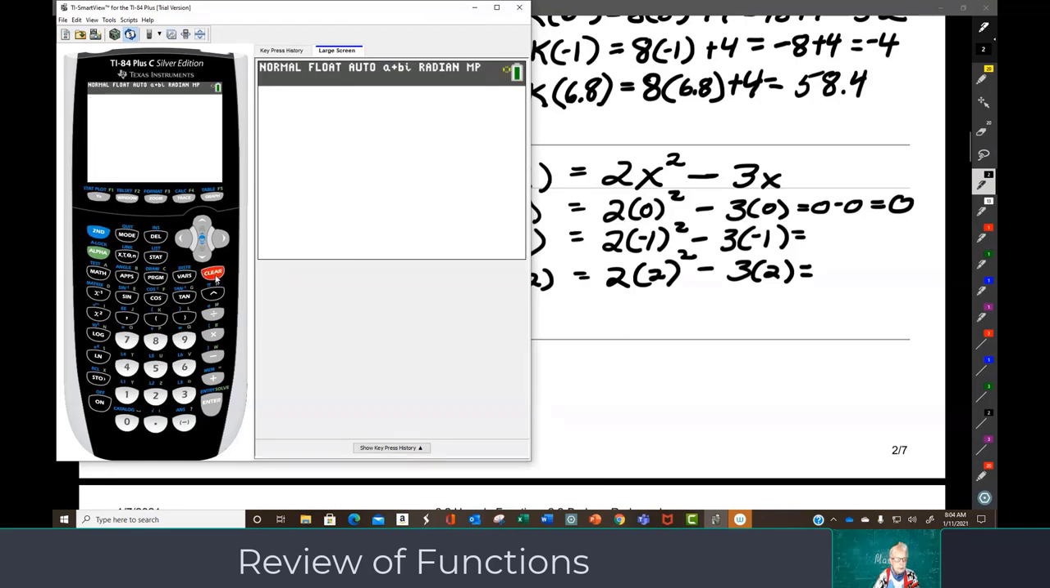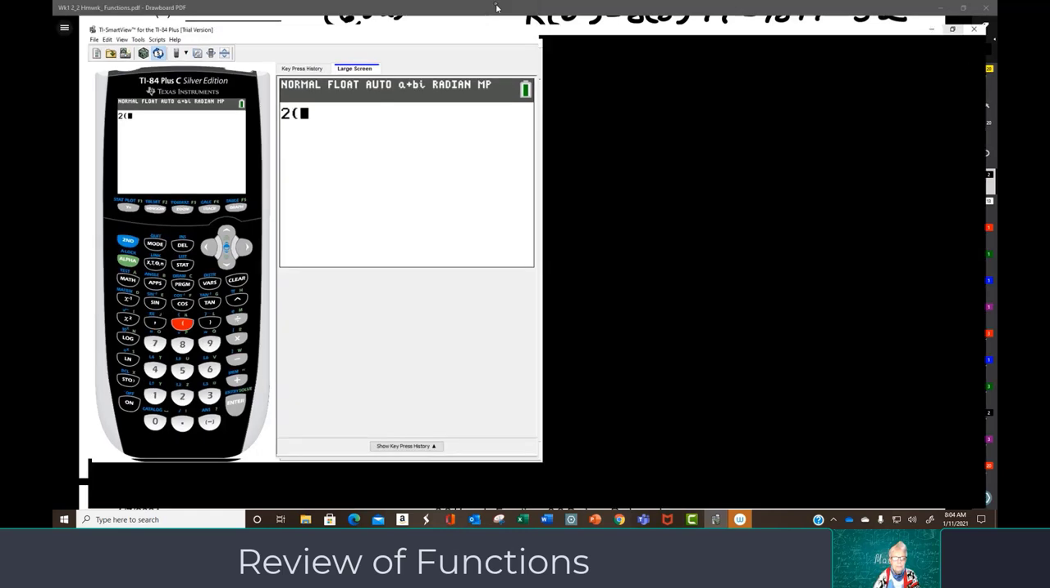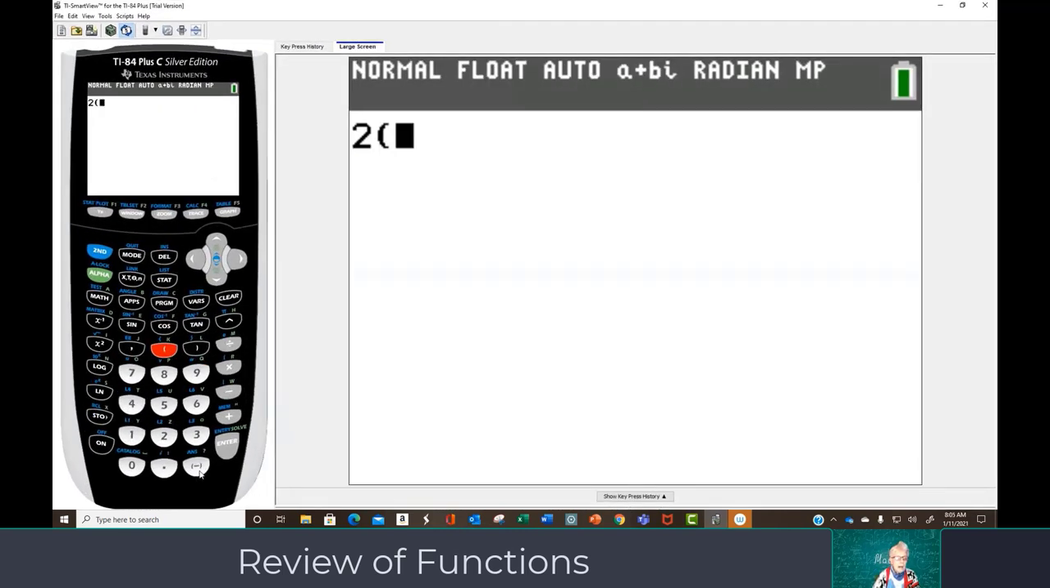Okay, what I'm going to do is type this so I can see this, and then I'll make it big for you. 2 parentheses, I better make it big now. All right, because the negative 1, the negative sign comes from this key down here, not the minus key up there.